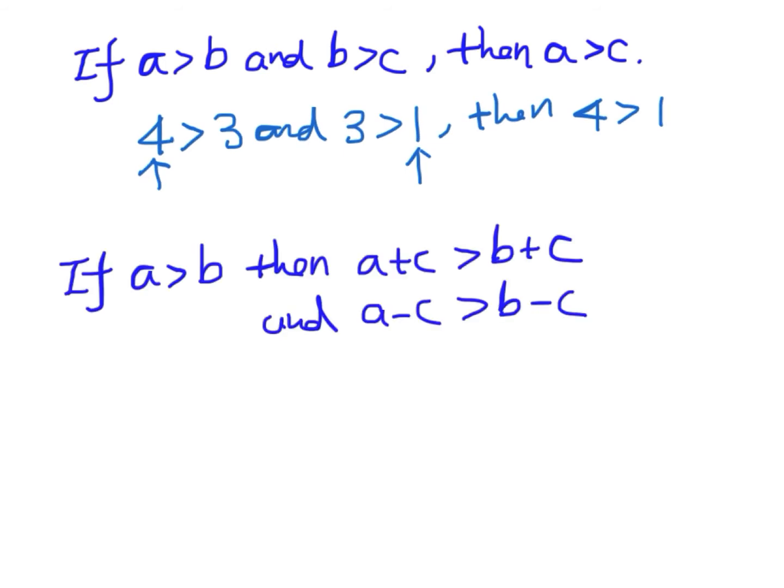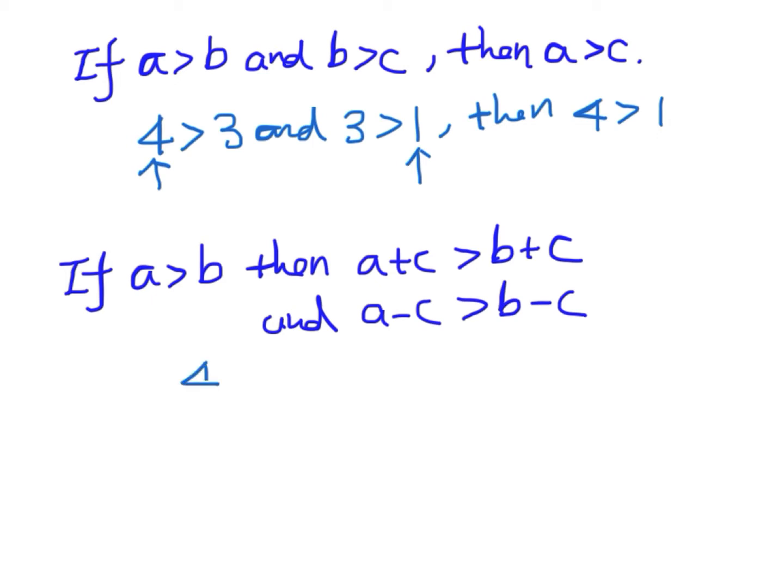And the second property will be, if A is greater than B, and we add the same number to both sides of the inequality, then the inequality will still be correct: A plus C is greater than B plus C. Or if we subtract the same number from both sides, then A minus C will always be greater than B minus C. And then we can look at a very simple example.